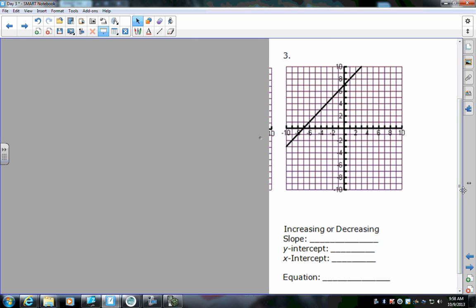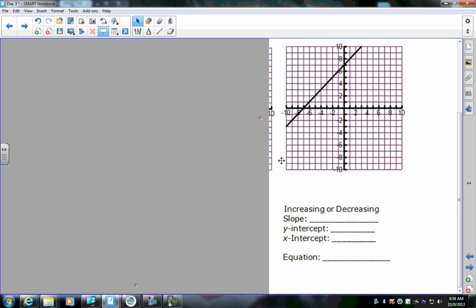All right, on number 3, I'm looking at my line, and I'm looking from left to right. What is happening to my line? Is my line going up or going down? It's going up, so that means it's increasing. So now I'm going to try and find my x and my y-intercepts. My y-intercept up here is (0, 7). So I'm going to go on my table and put in there (0, 7), or on the blank.